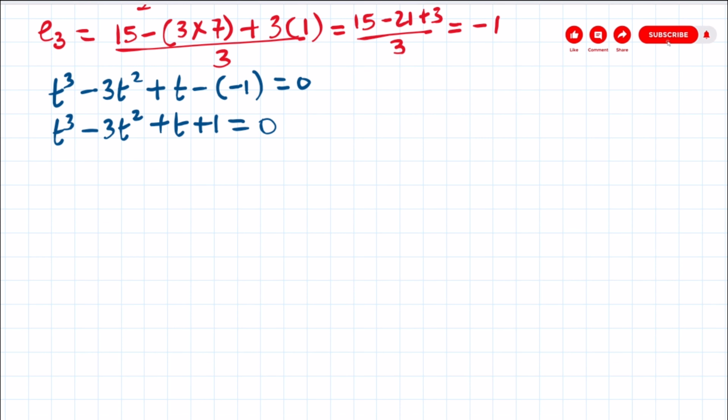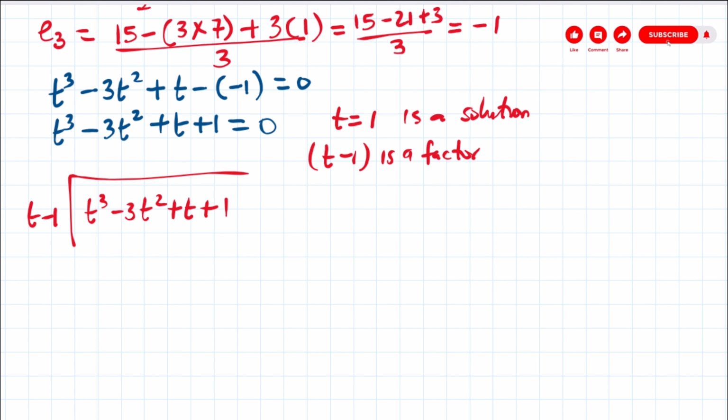If you test 1, it works, because 1 cubed is 1, minus 3 plus 1 plus 1 is 0. So t equal to 1 is a solution, which means t minus 1 is a factor. So we can divide this cubic polynomial by t minus 1. So let's go ahead and use the long division method to divide this polynomial.